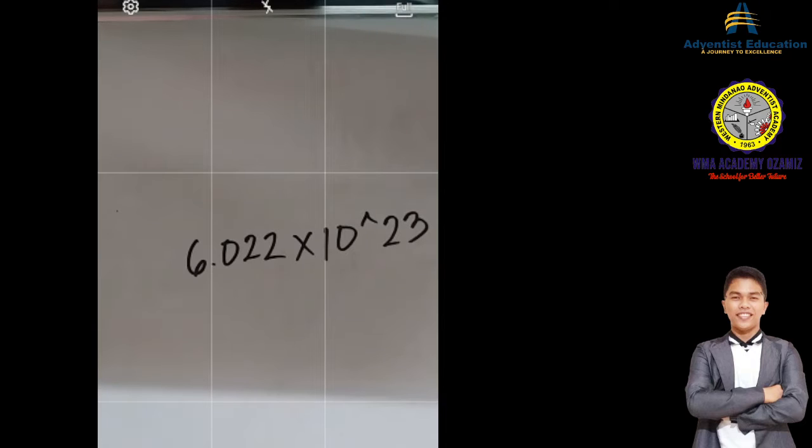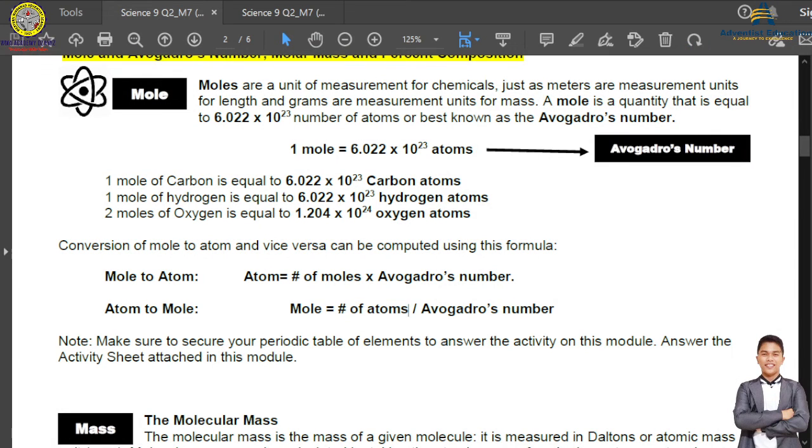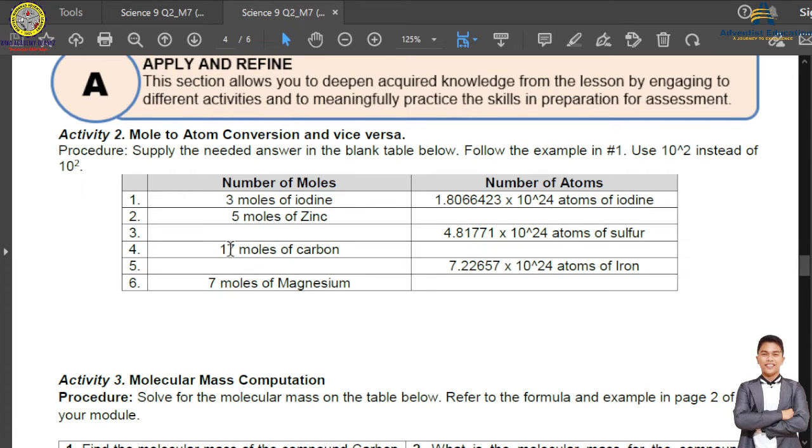So let's try to calculate this in your activity. This is your Activity 2. The first one is an example, so what you're going to do is answer number 2 to number 6. In number 2, you can see that the number of moles of zinc is given, and what you're going to do is find the number of atoms. You have to remember that 1 mole is equivalent to Avogadro's number.